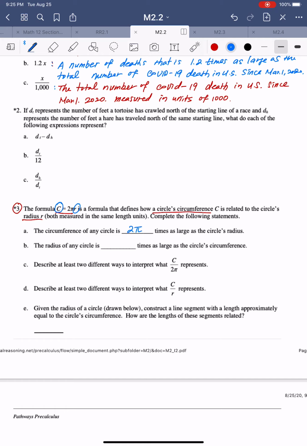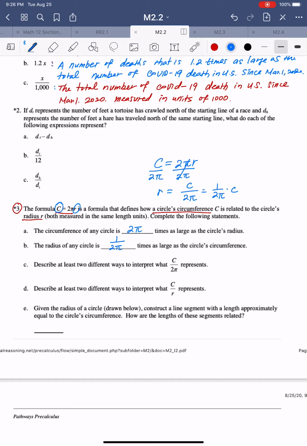But what about the radius? The radius of any circle is how many times as large as the circle's circumference. Since C equals 2 pi r, I need to solve for r, because we are talking about r this time. If you solve for r, you divide both sides by 2 pi. So the radius is always the circumference divided by 2 pi, which is the same as 1 over 2 pi multiplied by C. So the radius of any circle is blank times as large as the circle's circumference, which means it's 1 over 2 pi.